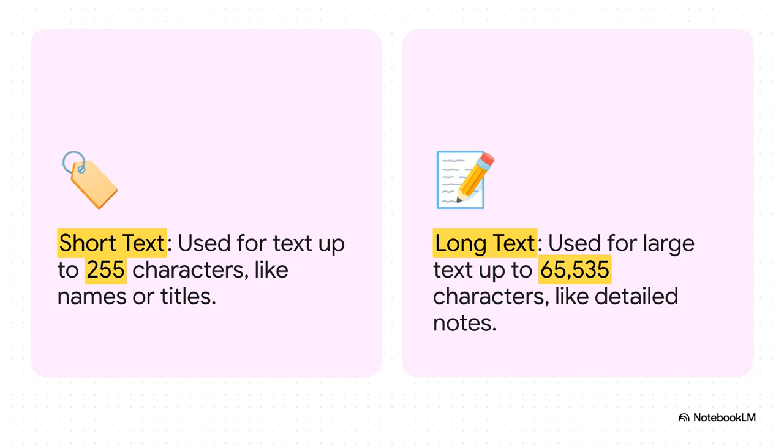And that structure goes even deeper. In Access, every single field has to have a specific data type. A name might be short text, but some detailed notes would be long text. This isn't just about being tidy, it's about protecting your data. It stops someone from accidentally typing a phone number into a date field, which keeps everything consistent and trustworthy.